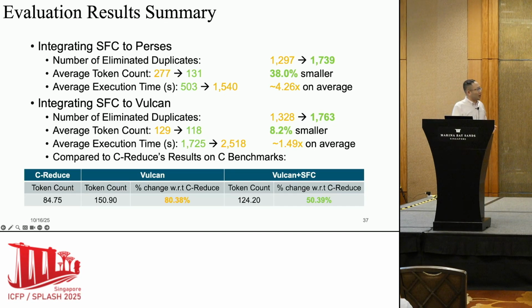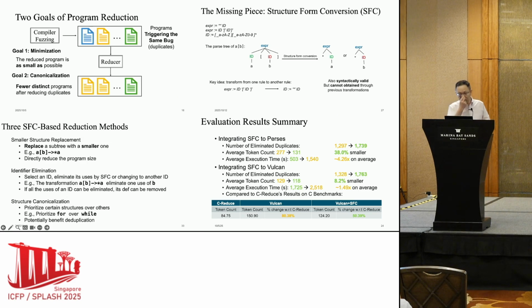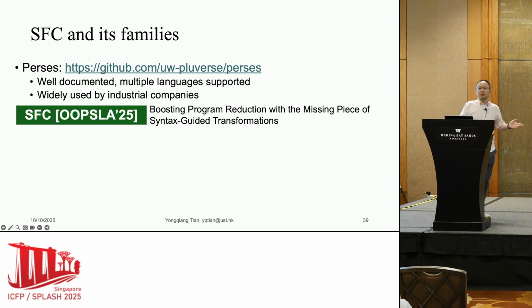And if we compare to the results with C-Reduce, we can see that language-agnostic reducers still do not have the same results as language-specific reducers like C-Reduce, but at least with FSC, we make these results comparable. So this is basically our work. We introduced the tool of program reduction, and we introduced FSC, the missing piece, for program reduction, and some evaluation results.